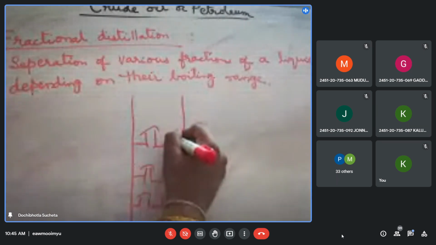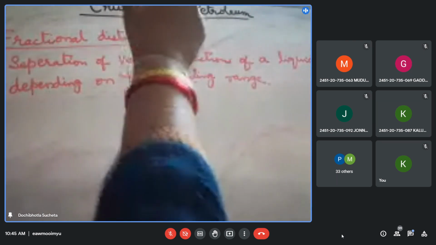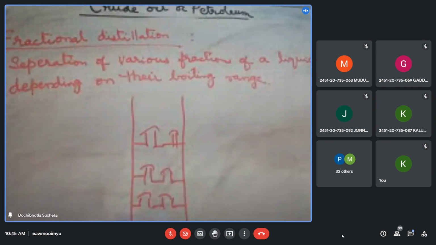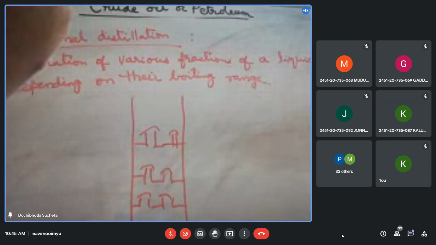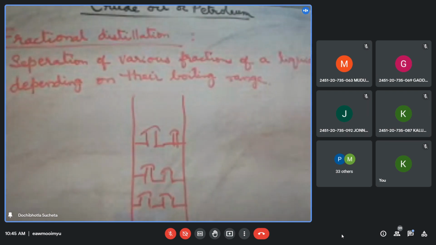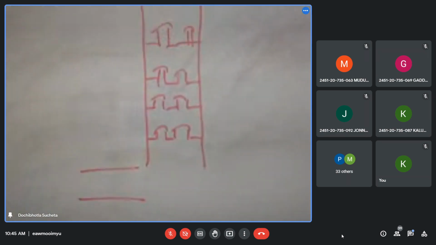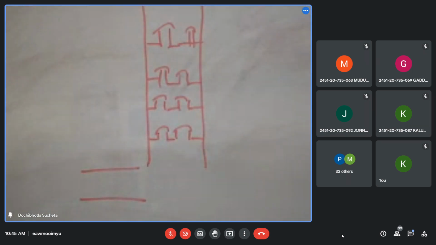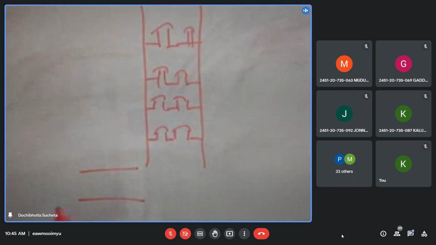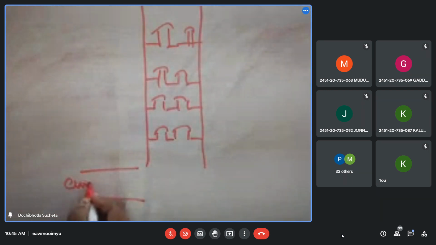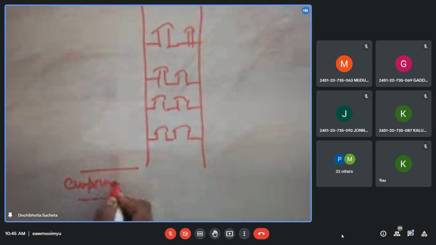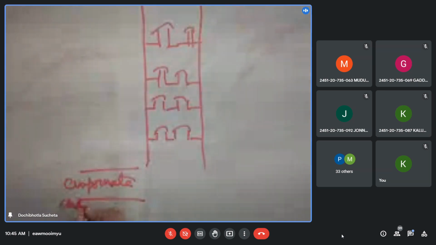Why did I make this tower thin and long? There is one idea. What I'll do at the bottom is evaporate crude oil using steam.